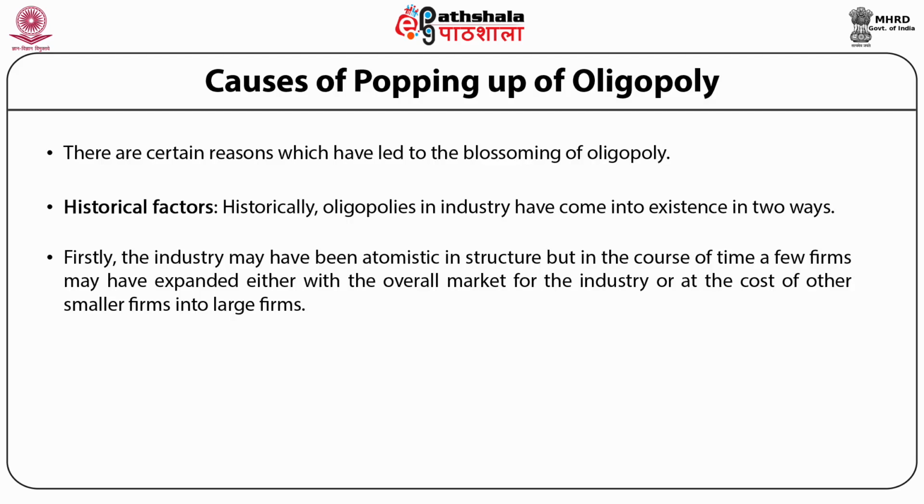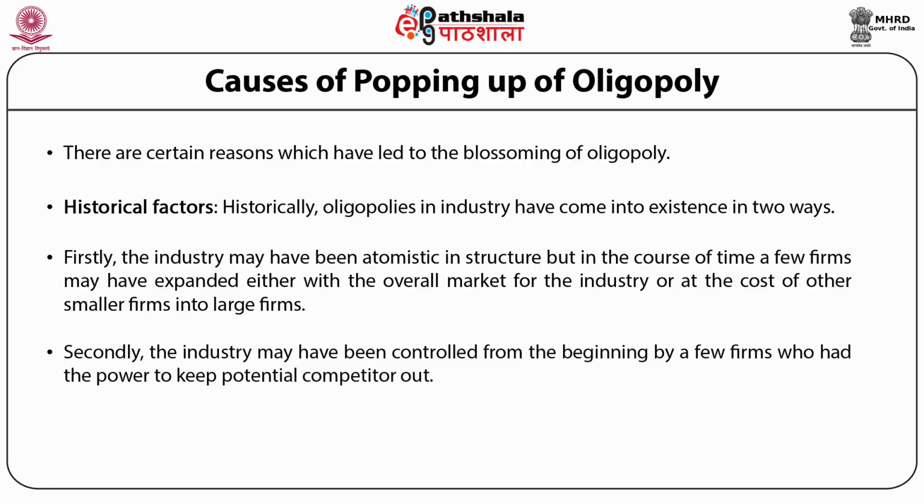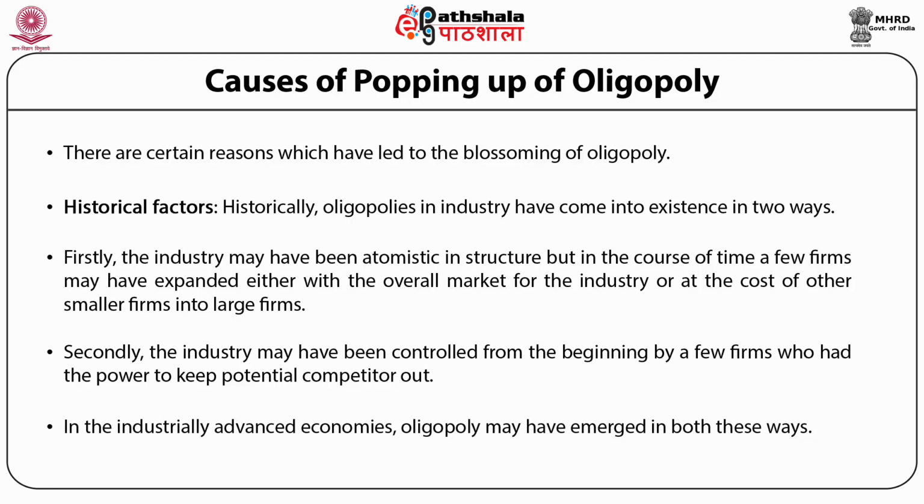These large firms may have been motivated by the desire to keep a dominant part of the market with them. Secondly, the industry may have been controlled from the beginning by a few firms who had the power to keep potential competitors out. In the industrially advanced economies, oligopoly may have emerged in both these ways.